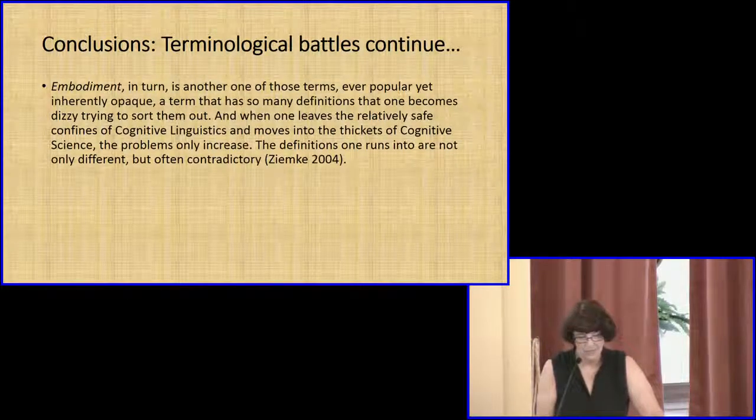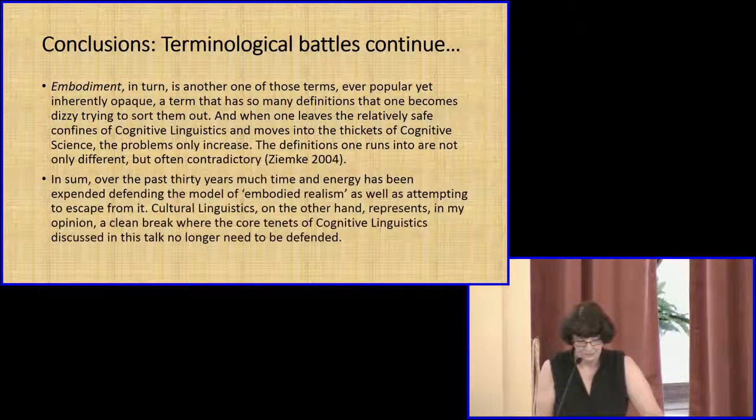Embodiment, in turn, is another one of those terms, ever popular, yet inherently opaque, a term that has so many definitions that one becomes dizzy trying to sort them out. And when one leaves the relatively safe confines of cognitive linguistics and moves into the thickets of cognitive science, the problems only increase. The definitions one runs into are not only different, but often contradictory.